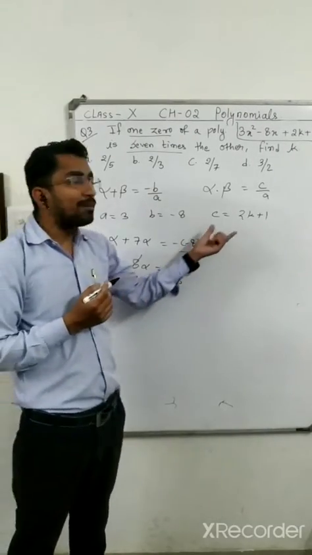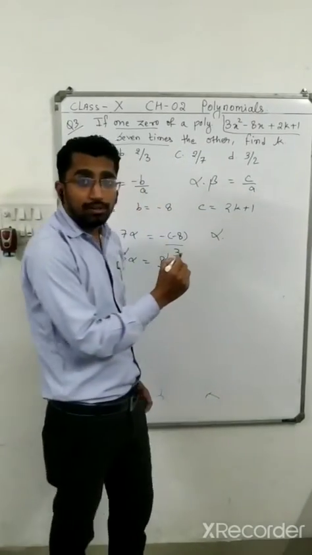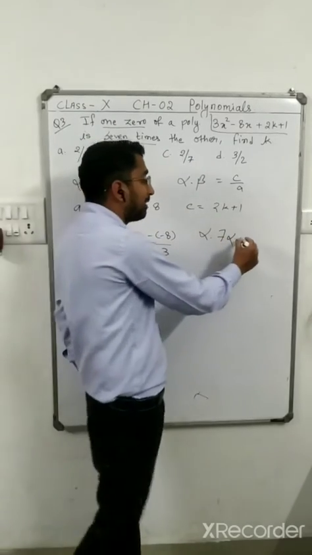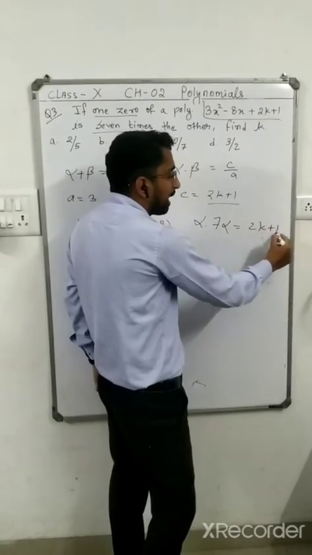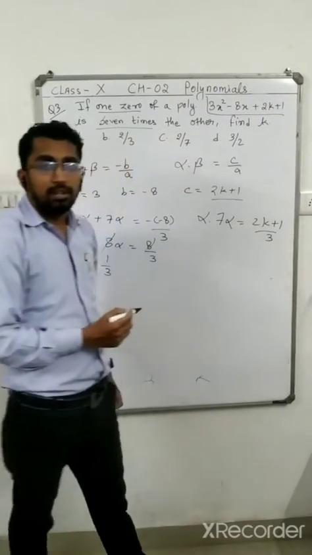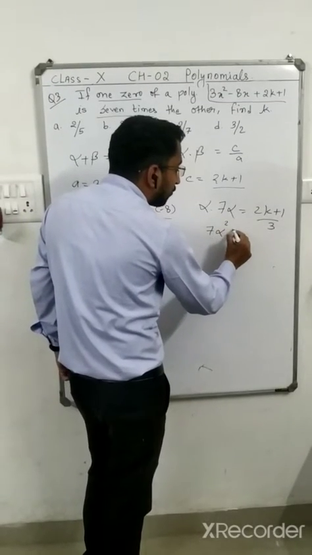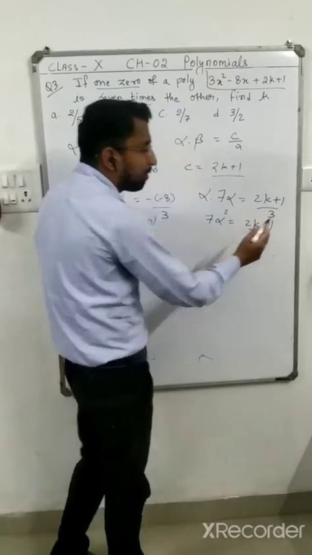Now let us see the product of the zeros. So I will be going with alpha, one of the zeros. The other zero is 7 times alpha, and this equals c upon a. So you can see it is (2k plus 1) upon a, which is 3. So alpha into 7 alpha will give you 7 alpha square. On the other side it will be the same, (2k plus 1) upon 3.